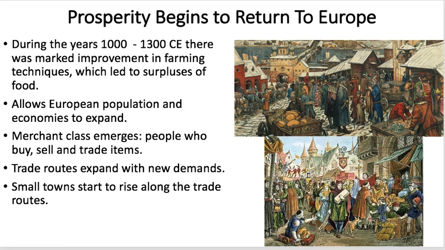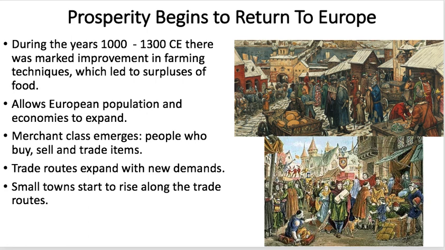Improvements in farming techniques led to surpluses in food. And as we learned with the timeline of civilization, when you have extra food, that leads to social divisions. And this starts happening throughout Europe. Their population goes up and their economy expands. One of the big things to come out of this is the merchant class, a new group of people who make money by buying and selling and trading items. And they travel throughout Europe and eventually into parts of Asia and into parts of Africa and buy and sell goods throughout the world.